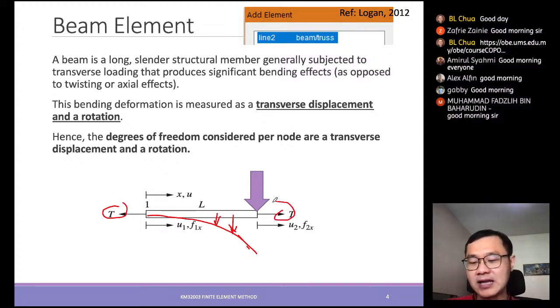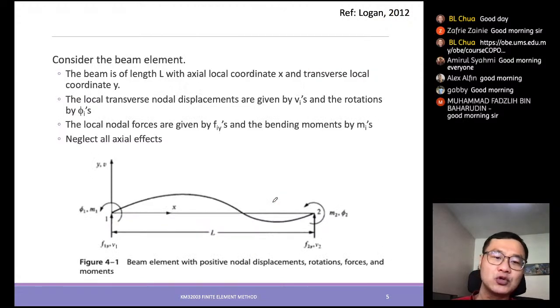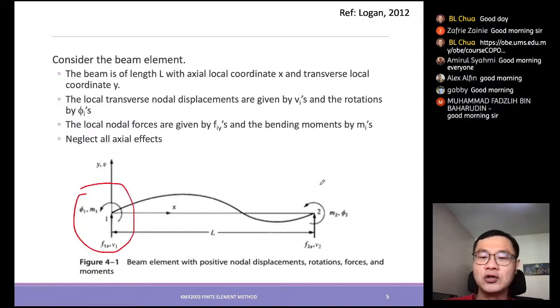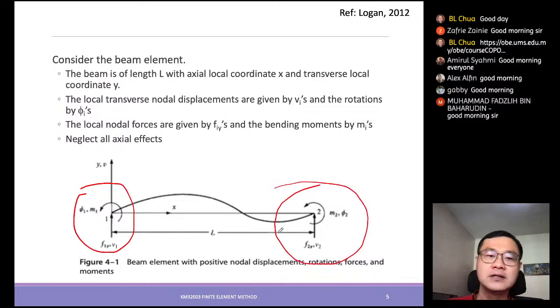So when we intend to derive it, or formulate it for a beam element, we would consider the forces and the bending moment at the node. So we have node 1 and node 2. Consider the length of the beam element to be L. There is an x coordinate and a y coordinate.